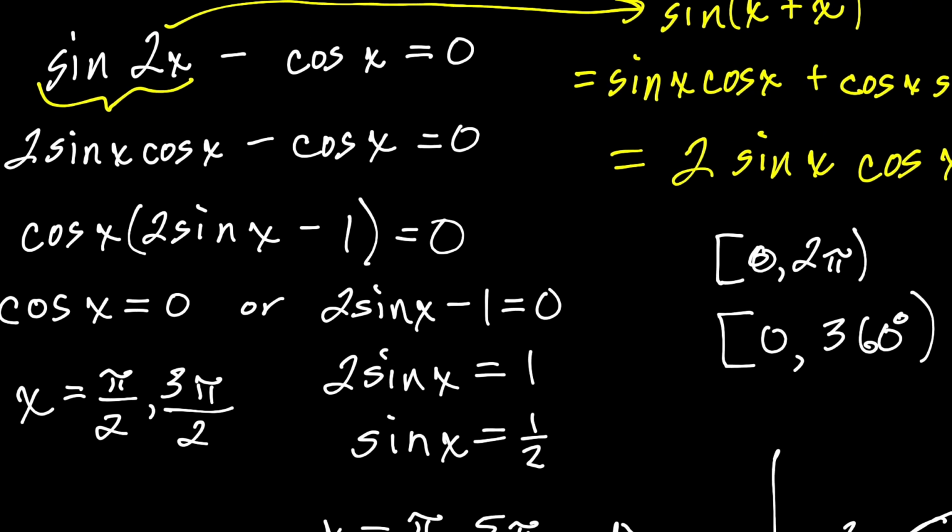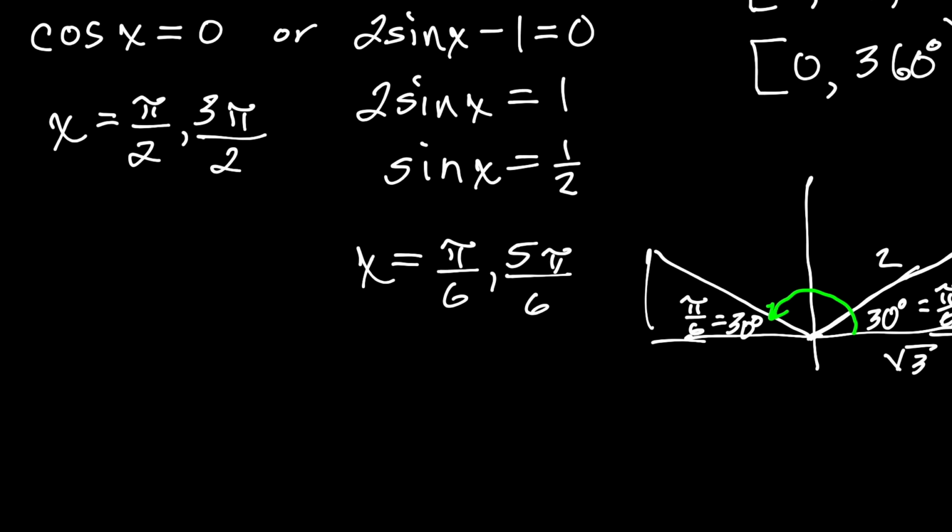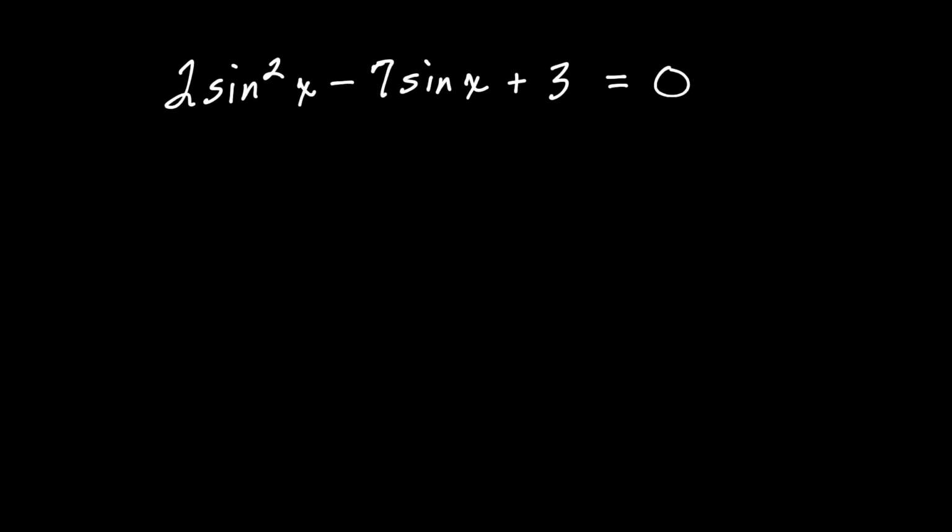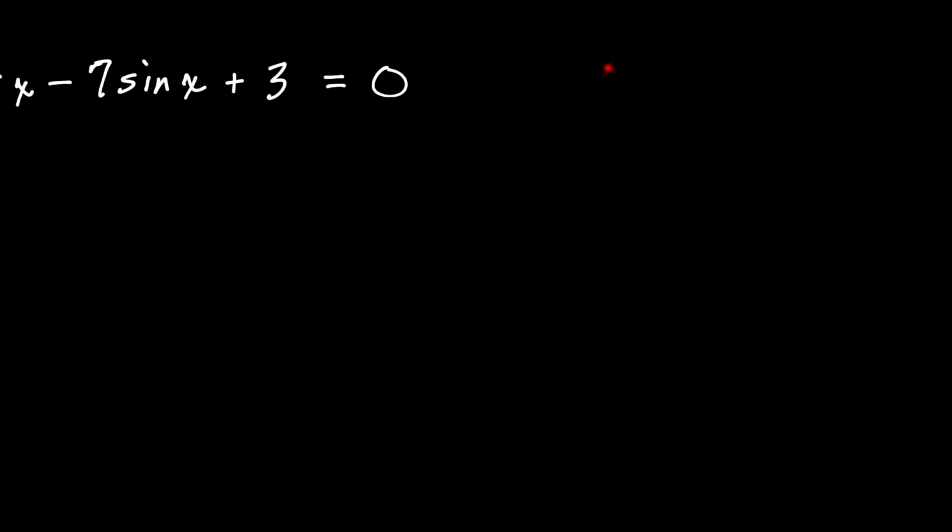I have another one on the next page. Here we go. Ooh, this one requires factoring. So imagine that this said 2x squared minus 7x plus 3, equal to 0. Could I factor that? I could factor that.